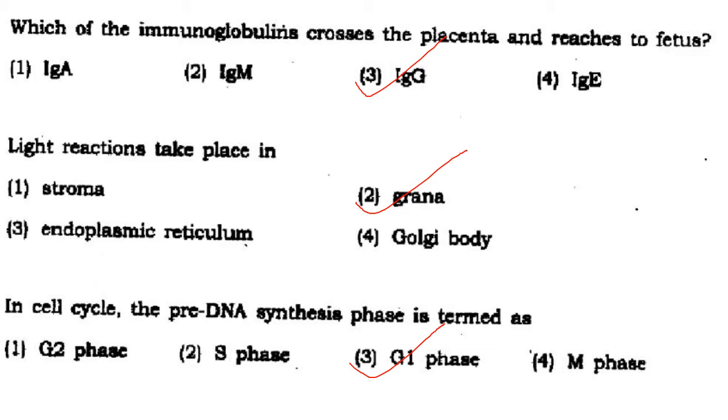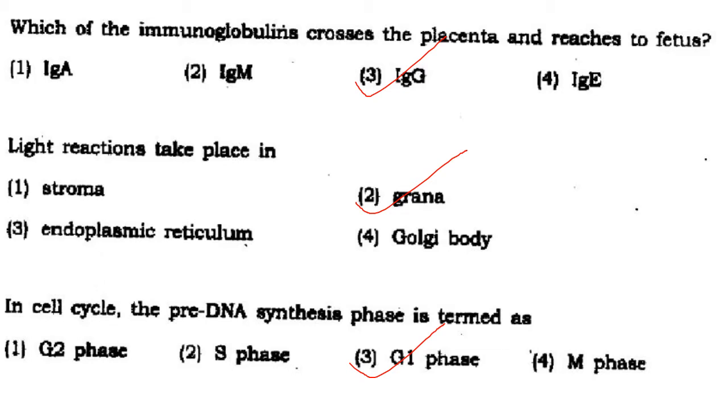Which of the immunoglobulins crosses the placenta and reaches the fetus? Option 1 IgA, 2 IgM, 3 IgG, 4 IgE. Answer is option 3, IgG.